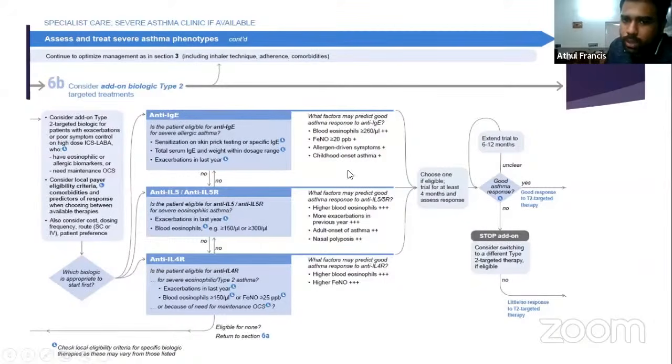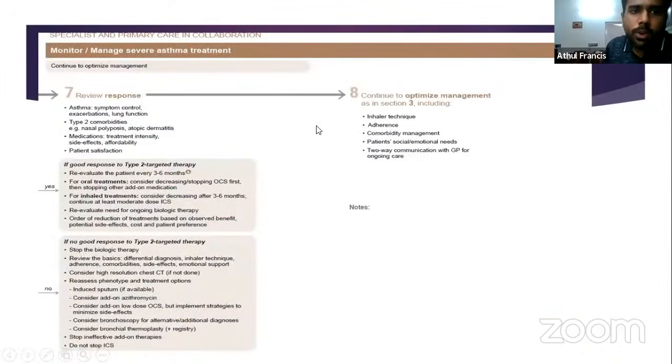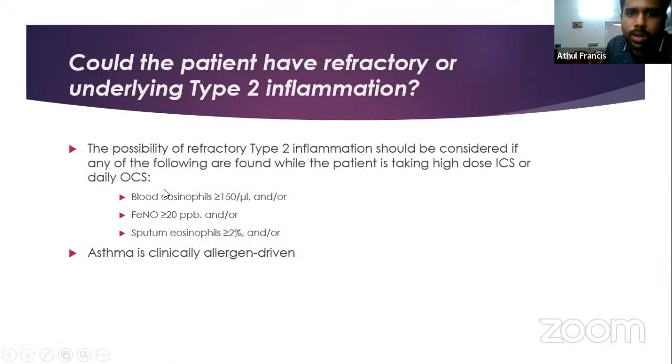Now, if you find anything positive which can predict your response, choose one if eligible and trial it for at least 4 months and assess response. Now you have to see if there's a good asthma response. If yes, good response to T2-targeted therapy, continue for a trial of 6 to 12 months. If no, stop the add-on therapy and look for another therapy. So you have to always keep assessing the treatment, and always look at other things. Now the patient is having a refractory or underlying type 2 inflammation. This I already told in the graph.